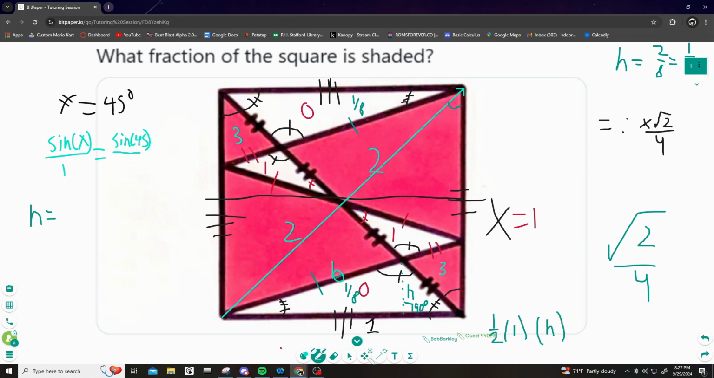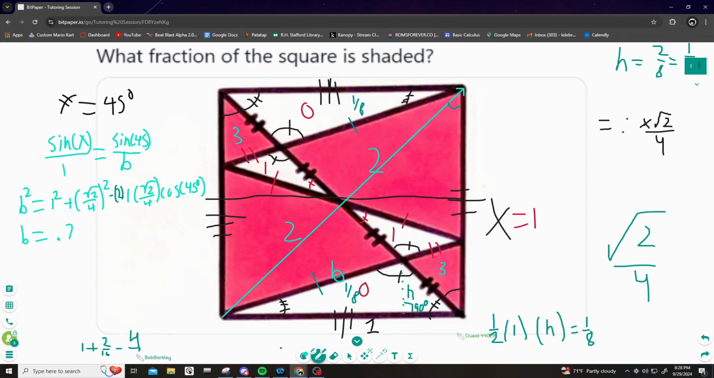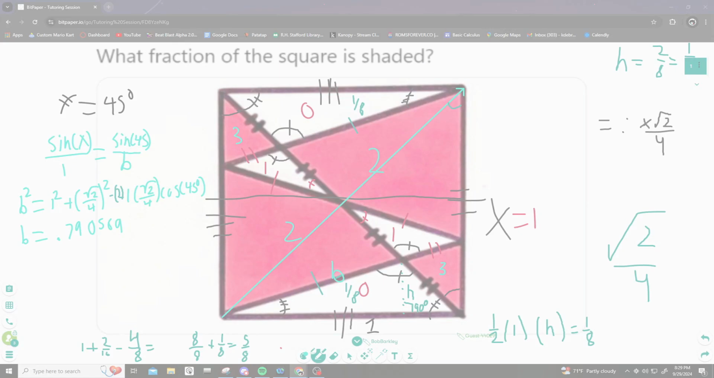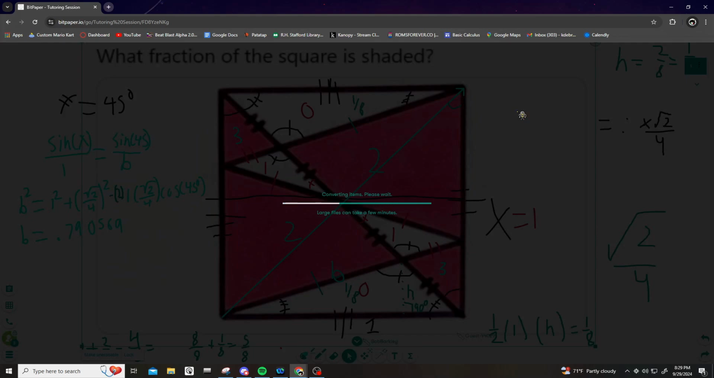I'm gonna call this B for now. So then B is 0.790569. And I'll just keep the number in this calculator. Should be 5/8. Hold on, give me 1 sec. Oh no, I didn't square root it. It'd be square root of 5/8.